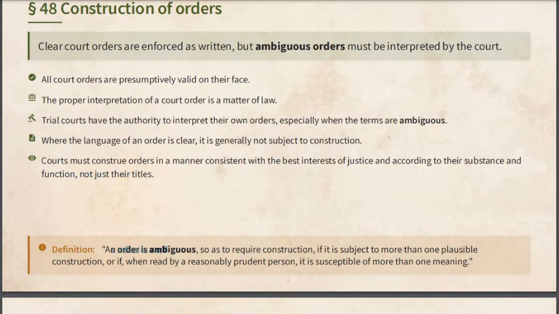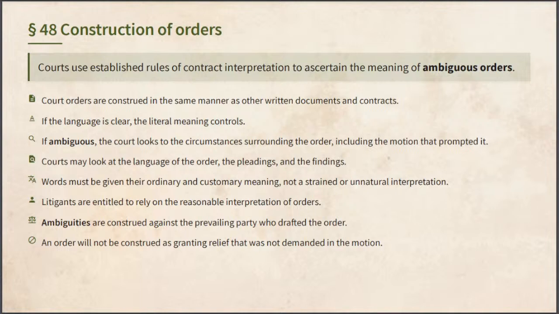The definition here is an order is ambiguous so as to require construction, meaning that it could be misconstrued if it is subject to more than one plausible construction, or if, when read by a reasonable, prudent person, is susceptible of more than one meaning. So that's your definition of ambiguous. Here's your definition of ambiguous when it comes to orders.